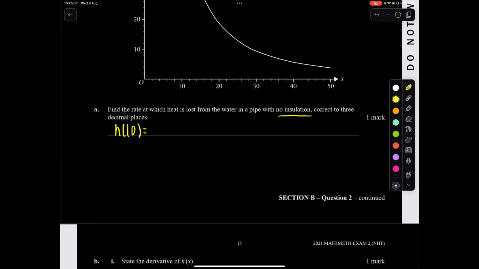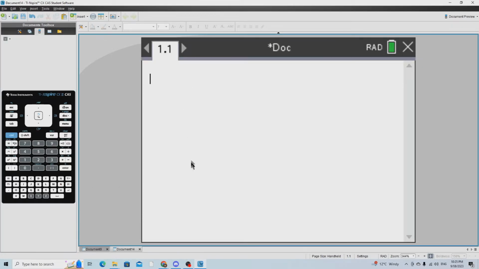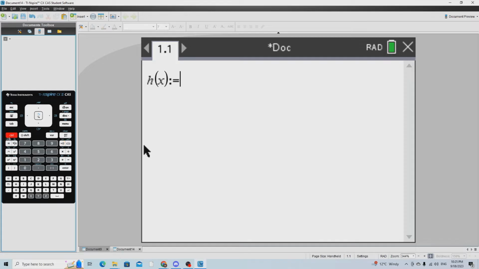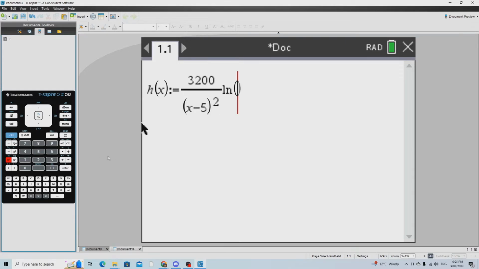Okay, let's define the function on our calculator. So control N, this. And on the calculator, your h of x is 3 times (x minus 5) squared, times the natural log of (x minus 5) over 4.